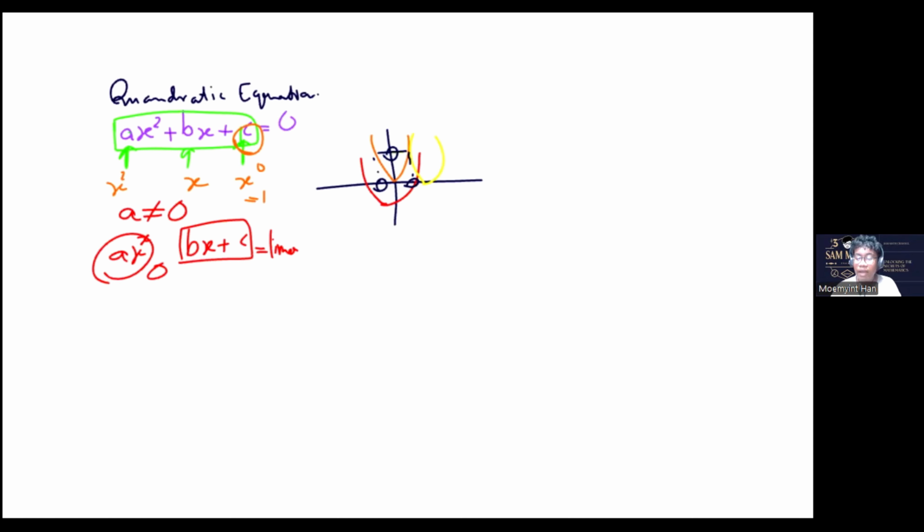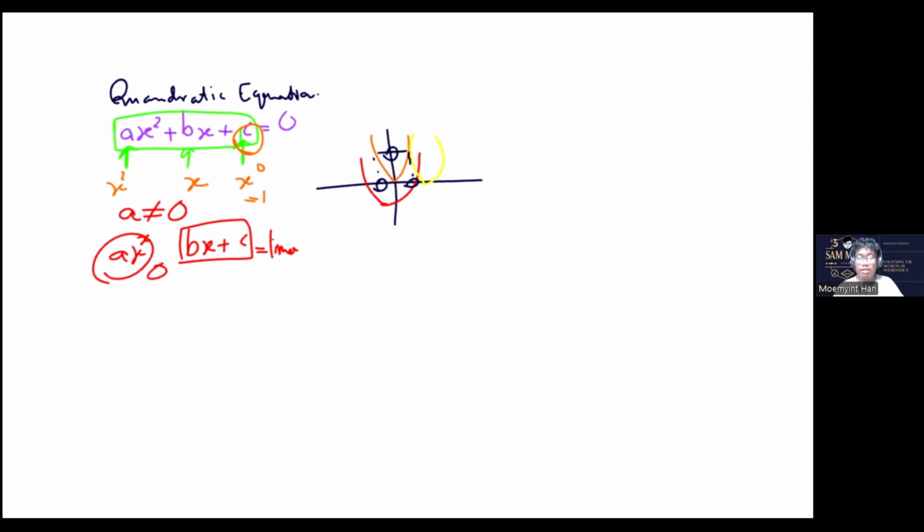Okay, so let's go back to there. Quadratic equation exists in the form of ax squared plus bx plus c, and a is the coefficient of x squared, b is the coefficient of x, and c is the coefficient of x to the power of 0.